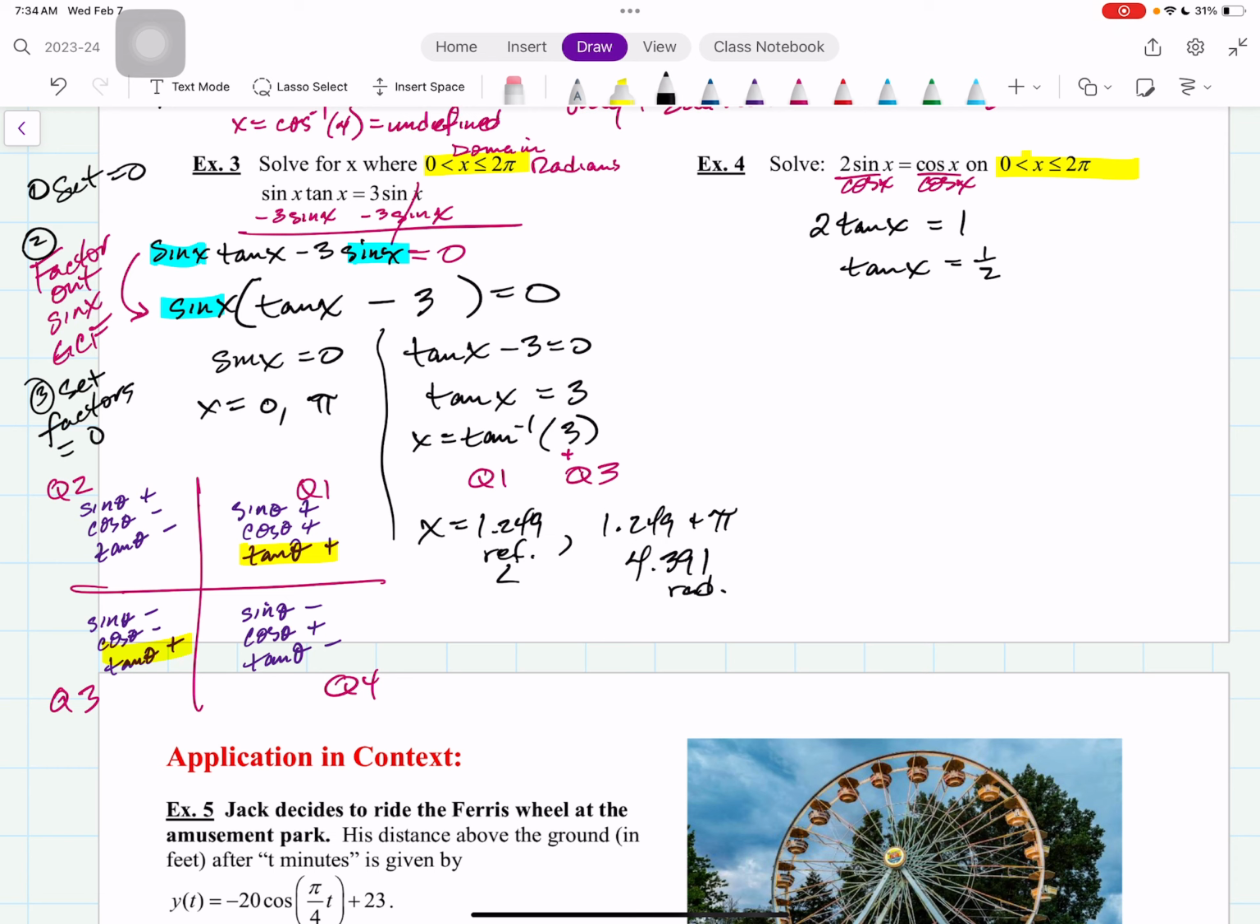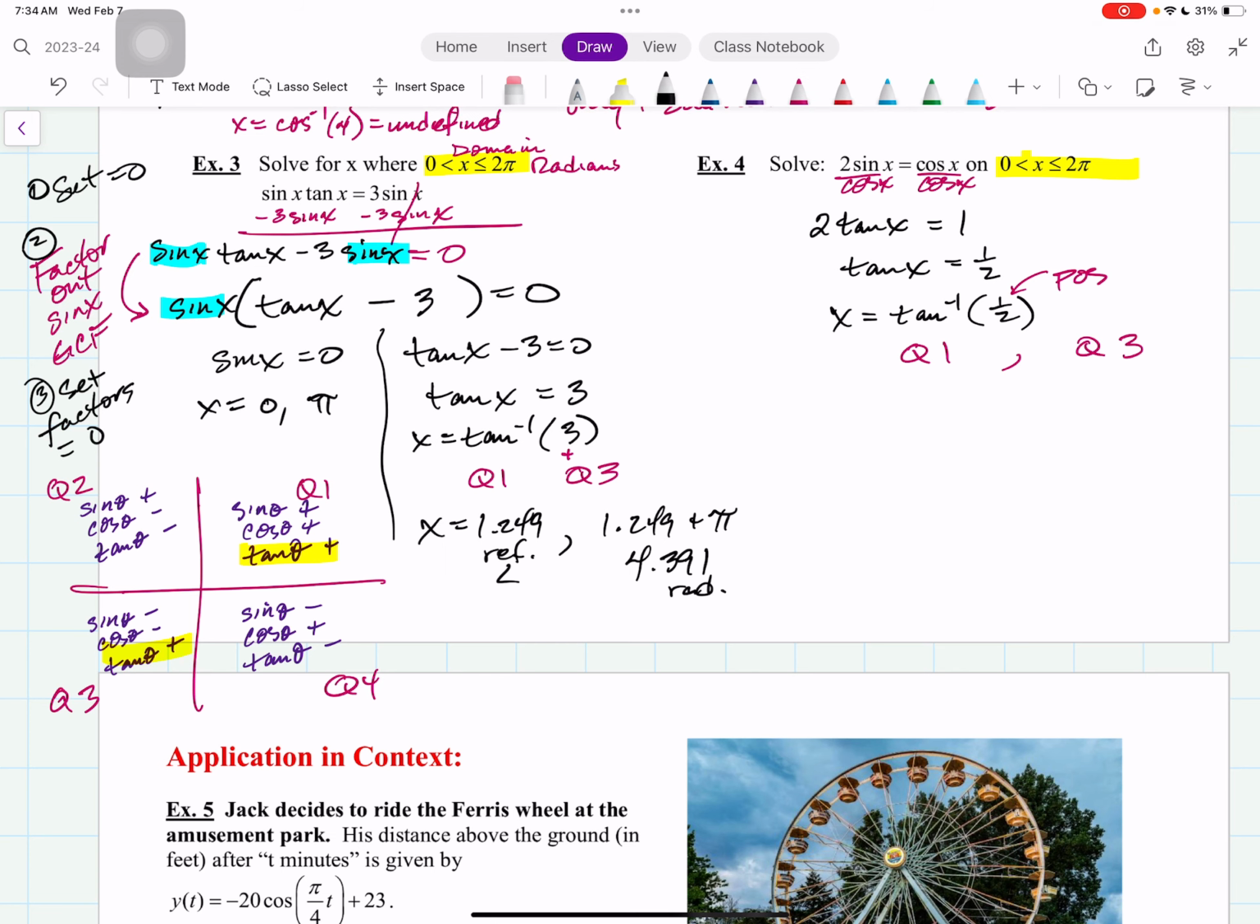Based upon what I said earlier, tangent's positive in quadrants 1 and 3. And guess what? We have to find an angle there. So what we need to do is take the inverse tangent now, which is why that was the topic of our previous lesson. We're looking for answers in quadrant 1 and another one in quadrant 3 because this is a positive number. Tangent's positive in quadrants 1 and 3.